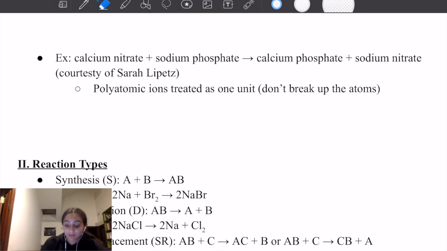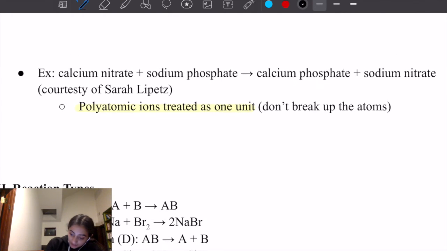Okay, so our next example is calcium nitrate plus sodium phosphate yields calcium phosphate and sodium nitrate. So in these, we have polyatomic ions. And it's important that polyatomic ions are treated as one unit. So when we make our chart, we're not going to separate nitrate into N and O. That is just going to be more complicated. We're going to write it as NO3.